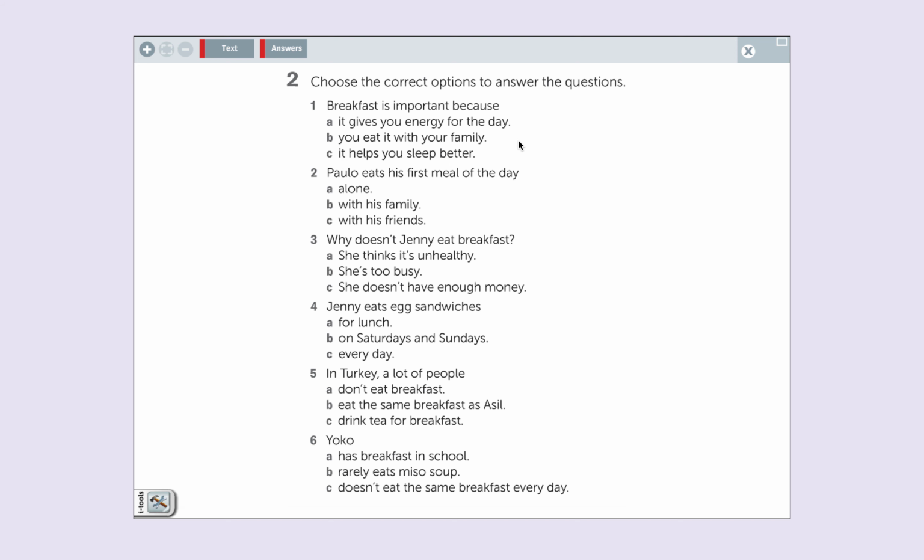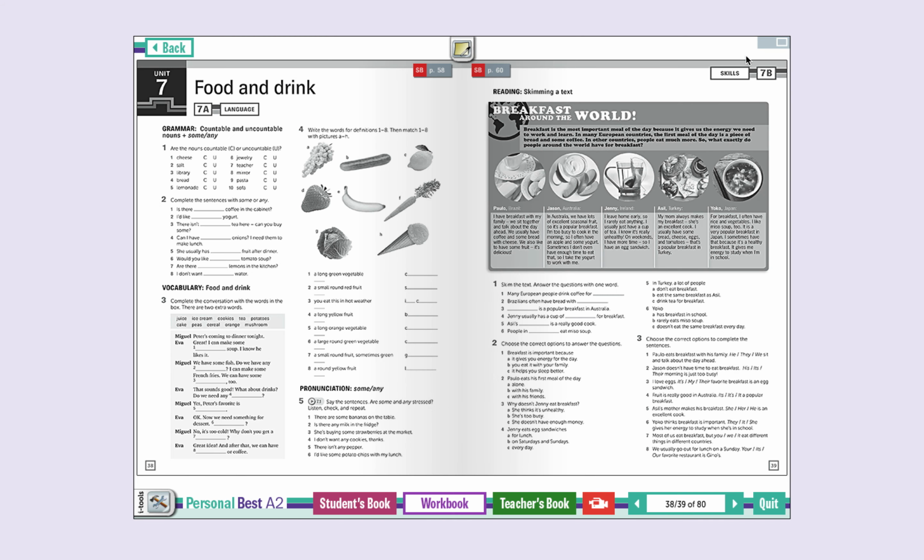Which one is the correct? Yes, letter A. La A es la correcta. Breakfast is important because it gives you energy for the day. So you need to underline the correct answer. Number 2, Paulo eats his first breakfast of the day. ¿Y cómo lo hace? Alone, with his family, or with his friends. Hay que leer el texto de Paulo para poder saber qué come. ¿Ok? Es sencillo, pero como te mencioné, es importante que entiendas perfectamente este texto.